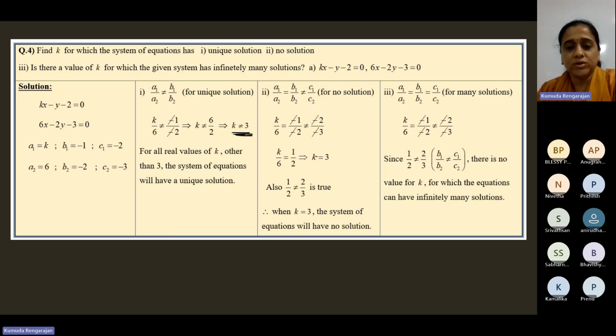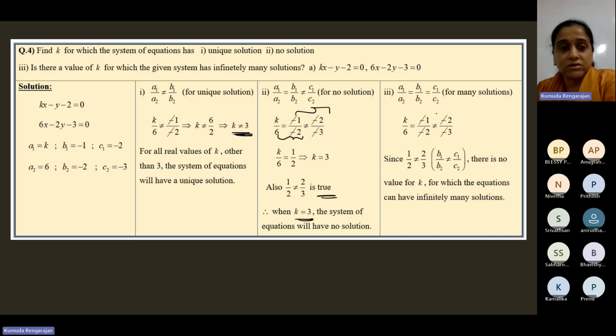For no solution, you get k is equal to 3. And when you check the other part, when you work this, you get k is equal to 3. And when you check this one, 1 by 2 is not equal to 2 by 3 is true. So when k is equal to 3, the system of equations will have no solution.